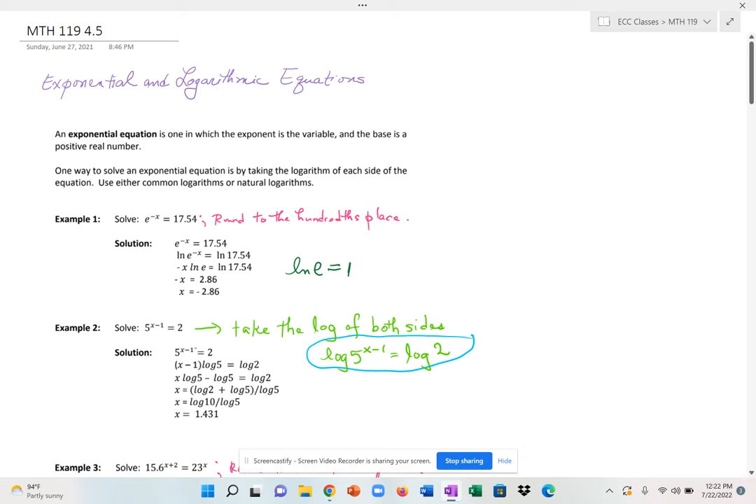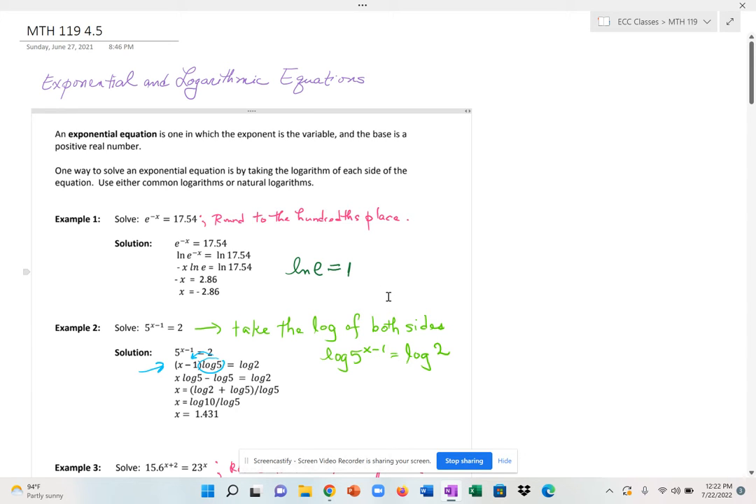But then I can move the exponent in front of the logarithm. Again, this is power law. And so I have x minus 1 times the log of 5 equals the log of 2. I distributed the log of 5 across the x minus 1. Log of 5 is just a number. So I'm left with x log of 5 minus log of 5 equals the log of 2.